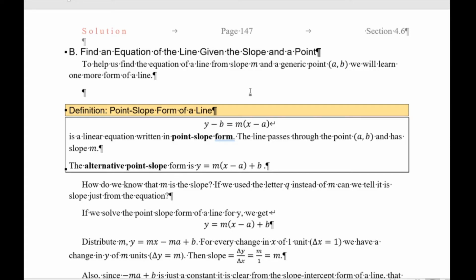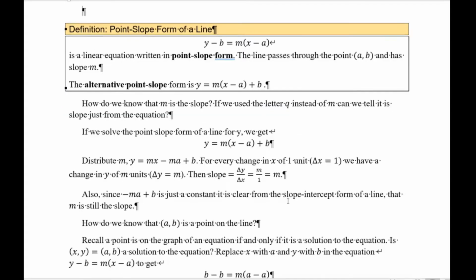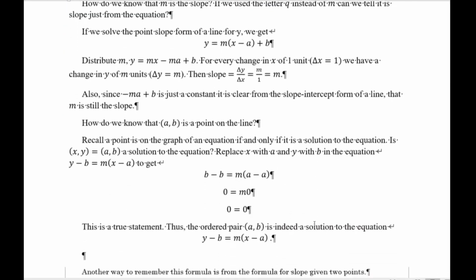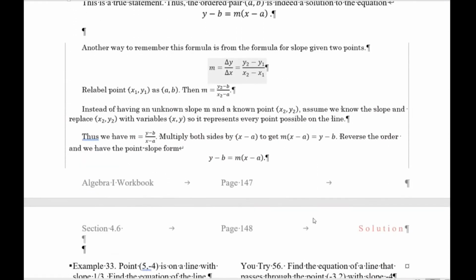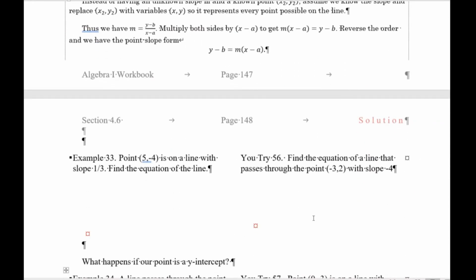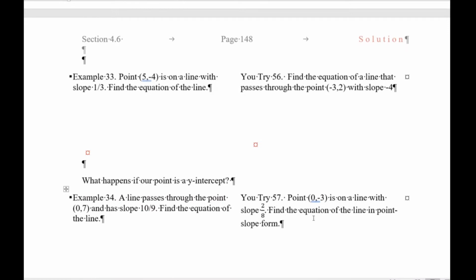This line passes through the point (a, b) and has slope m. The alternative point-slope form is just solved for y: y equals m times the difference of x and a, plus b. Below this definition for the point-slope form of a line is some material that can help you understand and remember this form more. But we will go straight to example 33.